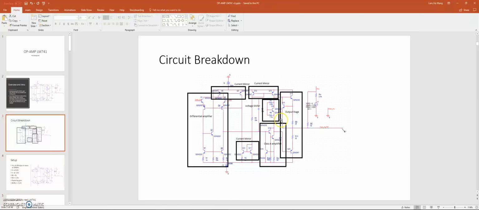And then here's the circuit breakdown. I'll go through each part in detail. So here, this is the replicated schematic from the datasheet. First, we have a differential amplifier, and then in the center we have a current referencing, and then up here we have a current mirror supplying the differential amplifier, and a current mirror supplying the different stages. And then we also have an output stage. We'll go into detail later.